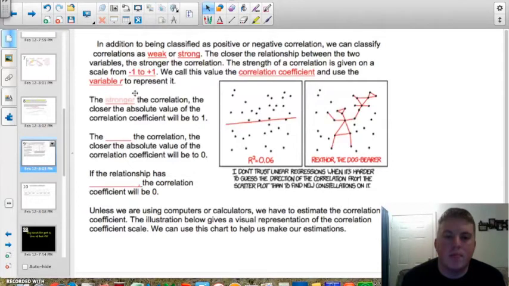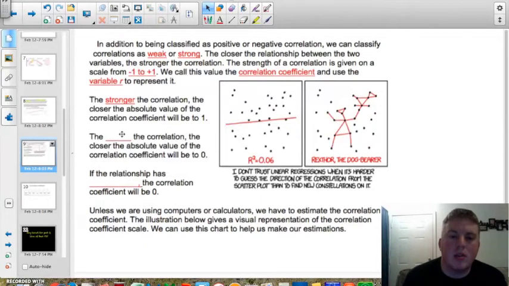Now, the stronger the correlation, the closer the absolute value will be to 1. So if we have something like 0.9 or 0.95, it's going to be a very strong correlation. But also if we have something like -0.95 or -0.98, that's close to -1, that's also going to be a strong correlation. We tell whether it is going to be a +1 or a -1 based on the direction of the correlation, whether we establish it's a positive correlation or a negative correlation.